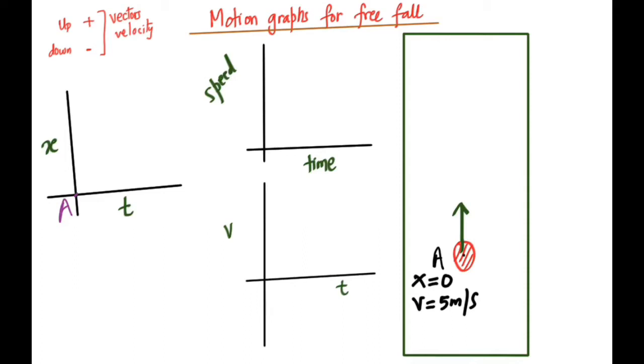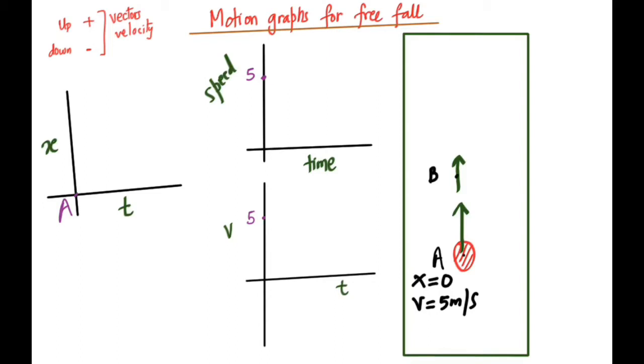We can see that in the position time graph we have labeled A, which is at the origin, which is the starting point of the object. Now for speed time graph, because it's starting with an initial velocity or speed of 5 meters per second, we start the graph from 5 on the speed axis as well as on the velocity axis. As the object moves forward, its velocity or speed is going to decrease.